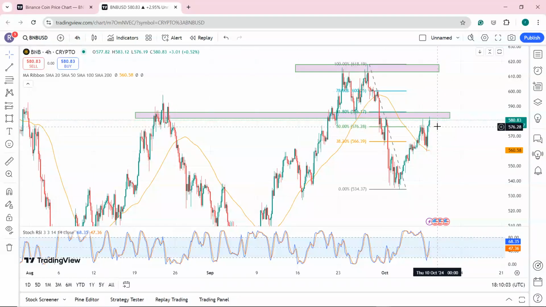But what I do is that I don't really do my entry on the 4-hour time frame. I do my entry on the 15-minute time frame. But I need to teach you how to use this on both the 4-hour time frame and the 15-minute time frame.